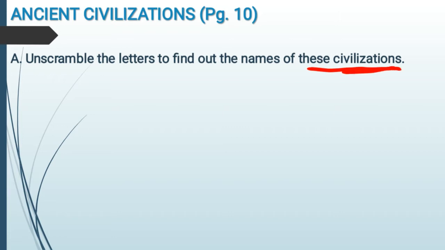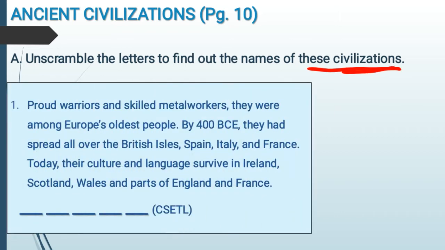The first question is: proud warriors and skilled metal workers, they were among Europe's oldest people. So this civilization is among Europe's oldest people by 400 BCE. What is BCE? Before common era, or before current era. By 400 BCE they had spread all over the British Isles.